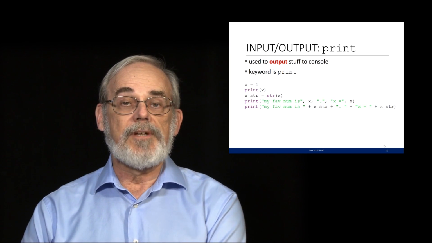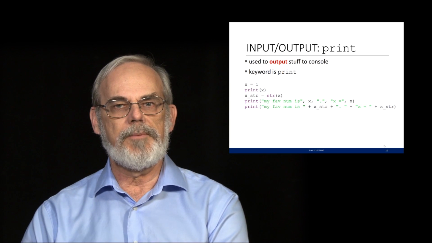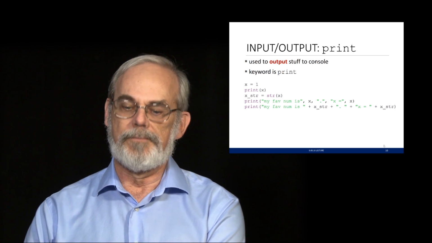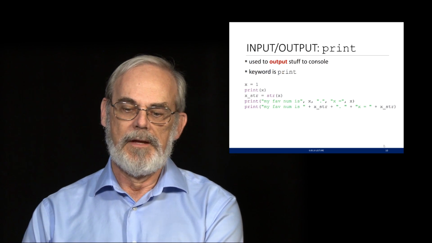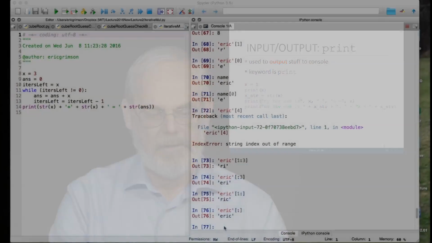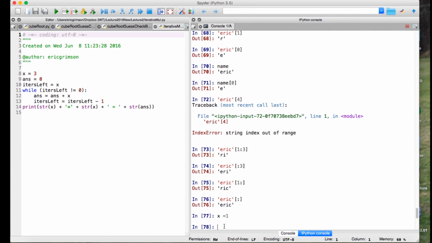I want to be able to print something to the monitor as I'm doing computation, not just at the end of a computation, but perhaps partway through that. And here we have a keyword called print that's going to do that for us. I've got a simple little example here, which I'm going to run on my machine. I'm going to define x to have the value 1. I could just print x.